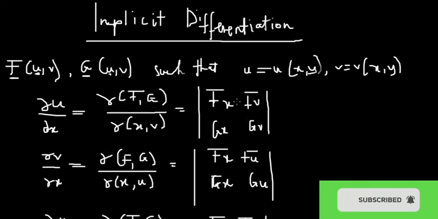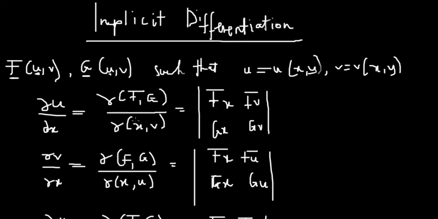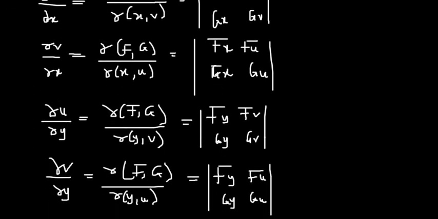And then when it comes to writing the determinant, we have f of x, f of v, and then g of x, g of v. So f of x, f of v, g of x, g of v. The same applies to the partial derivative of v with respect to x. From here, you wouldn't see any v, you only see u. So we have f, g, and the partial derivative of x, u. So from here we have f of x, f of u, g of x, g of u.